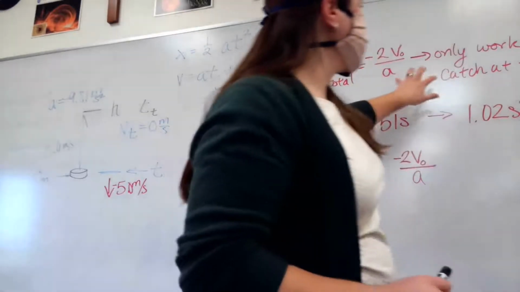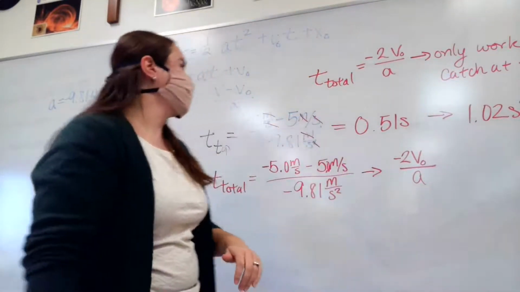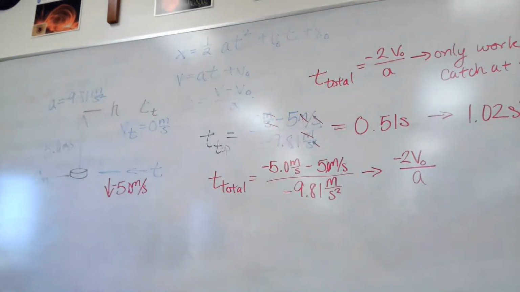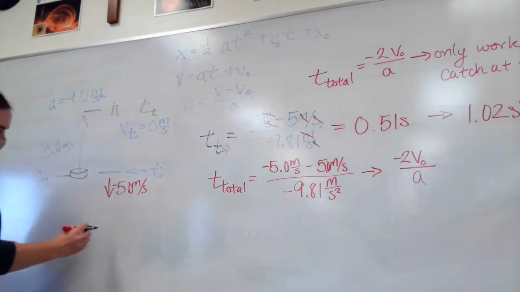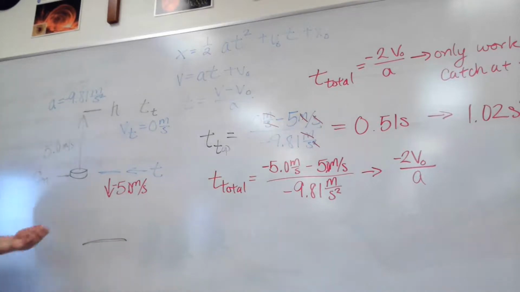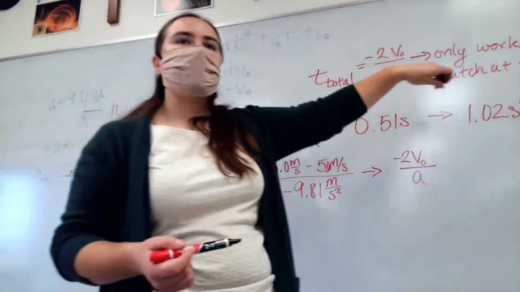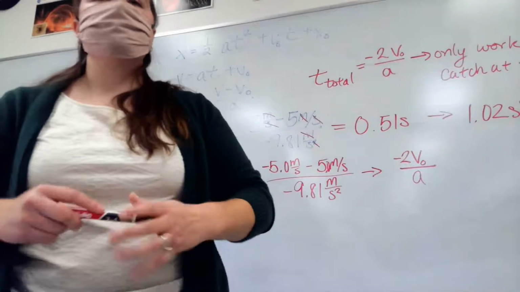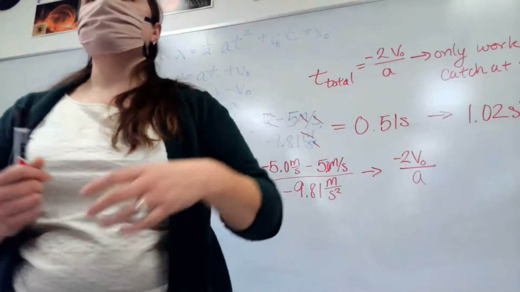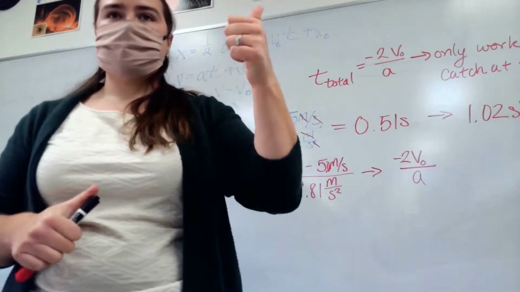Like I said, this only works if you catch it at the same height. So if we have something where we flip a coin and then we catch it, I don't know, down here. So maybe a foot below where we threw it from. These equations are no longer valid. That's not going to give us our total time. We have to kind of go back and figure out how it's going to be different. Okay? All right.